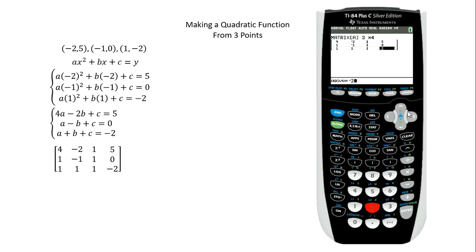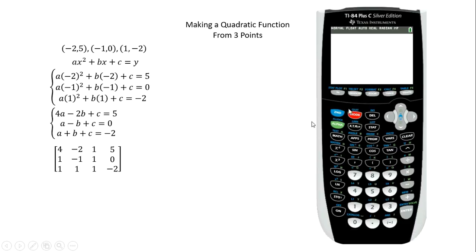And once we have the matrix entered, we want to quit out of the matrix because we don't want to do something inside the matrix when we didn't mean to. That's generally a bad thing. So to quit, we are going to push second, and then mode is quit. So we're going to go second, then mode. And that quits out of the matrix.